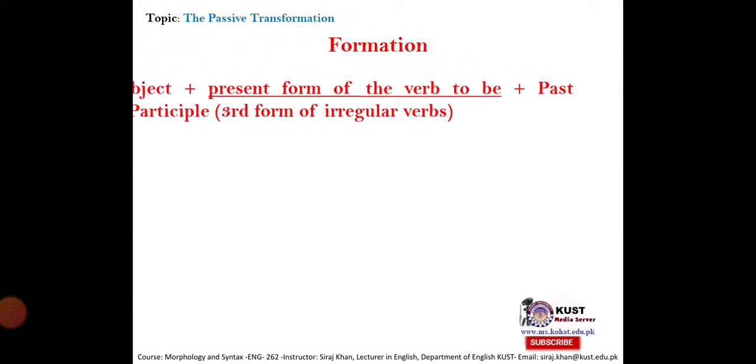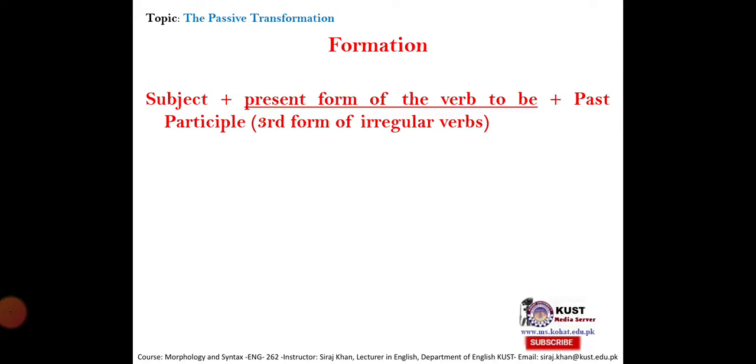How to form a passive voice sentence from active voice? We go with a structure like subject plus present form of the verb to be plus past participle, third form of irregular verbs. Ali writes a book is a simple sentence of simple present tense. Ali is the subject followed by first form of verb, s form of verb, and an object.